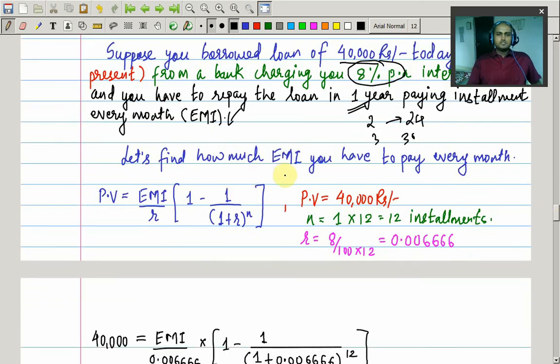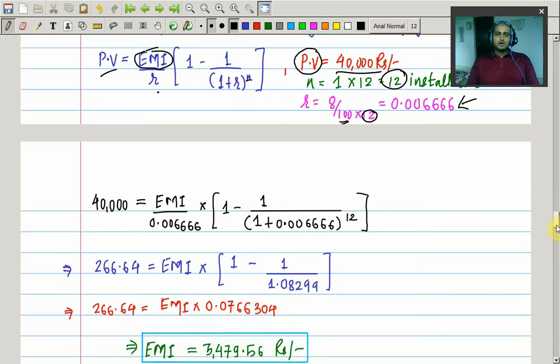So let's find how much EMI you have to pay every month. So this P is my EMI, and everything is the same, rate and N. PV, present value, is how much loan I have taken at present, 40,000. Number of installments, 12. Rate is 8% per annum. Keep this in your mind: you need to convert it to monthly. So I have divided by 12, it becomes monthly, divided by 100, it becomes free from the percentage sign. So this is the value of R.